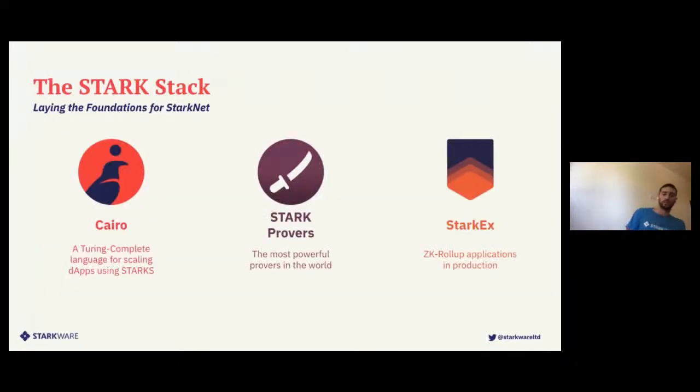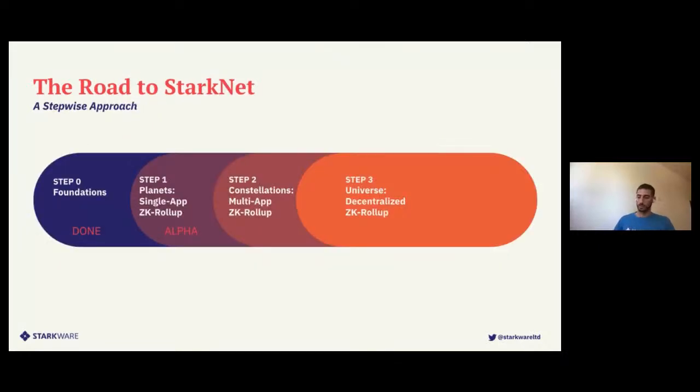Okay, so now we understand where we are today and what the foundations are. We can go forward to understand how we plan to reach the vision that we started from. So, like everything that we do at StarkWare, we decided to approach this journey in a stepwise approach, meaning we start by tackling the smallest building blocks and expanding them to a bigger system. So the last step is what we call universe, which will be the vision that I described at the beginning of this presentation. But where we are today is somewhere around here, meaning we already have the foundations. And we already deployed, as I said yesterday, the alpha for Planets, which is a single app rollup. The next step after Planets will be to expand it to a multi-app rollup. And the last step will be to take it and decentralize the sequencers and the provers. So let's dive into each one of those.